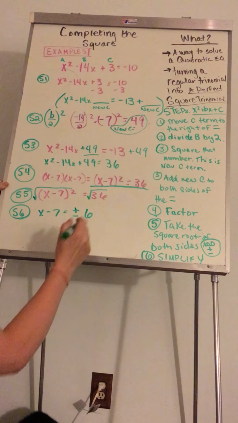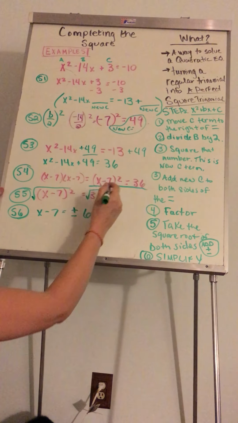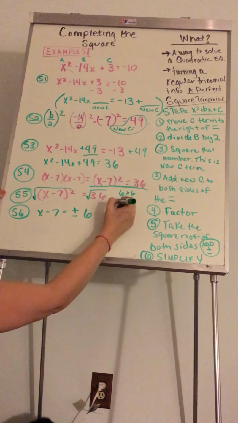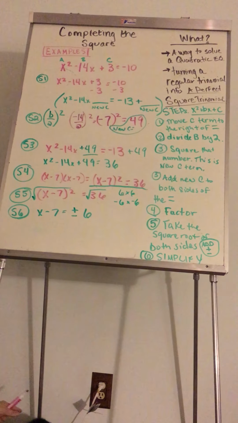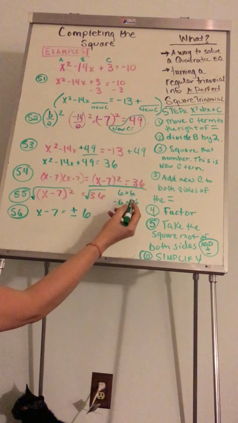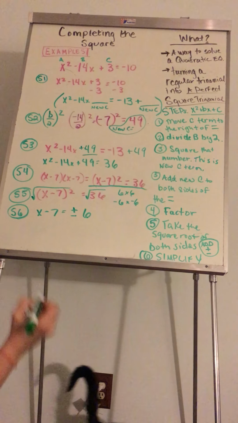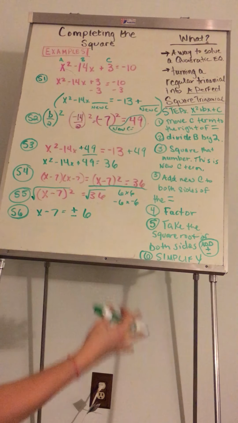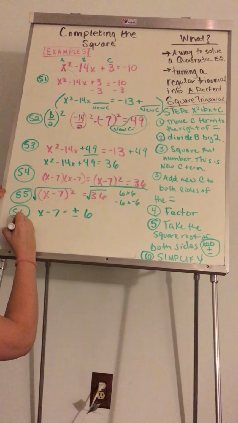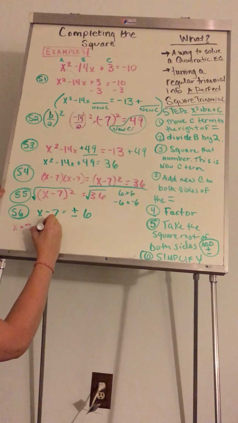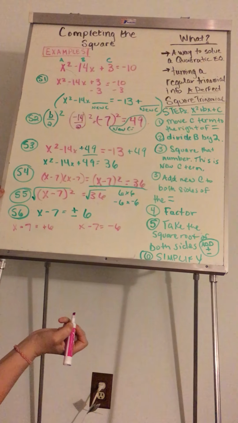Here's why. Because 36 has actually two answers. So it is either 6 times 6, or it is negative 6 times negative 6, because two negatives multiplied together equal a positive. So therefore, because there are two possible answers, you always put plus or minus. Now, the very last step is to simplify. And by simplify, I mean we are going to create two equations. So we're going to have x minus 7 equals positive 6, and x minus 7 equals negative 6.